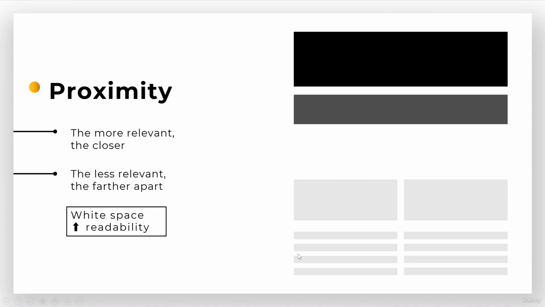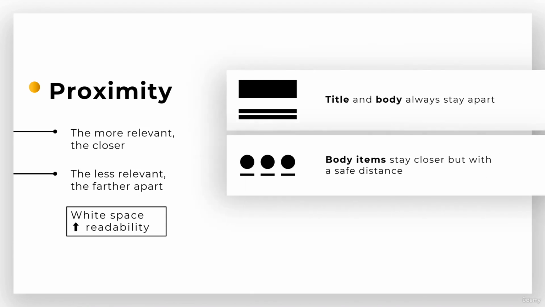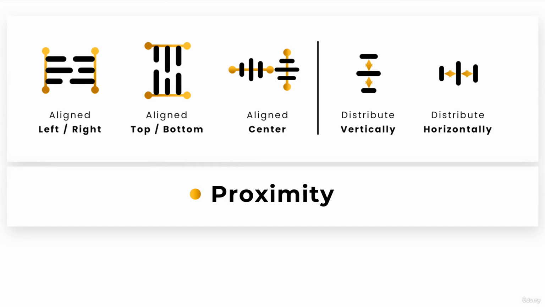To be more specific, remember these action steps. First, title and body always stay apart. Second, body items stay closer to each other but with a safe distance. And third, leave abundant white space no matter how much content you have. So remember, after aligning and distributing the items, place them strategically using the rule of proximity.